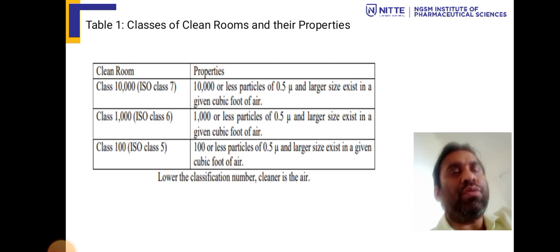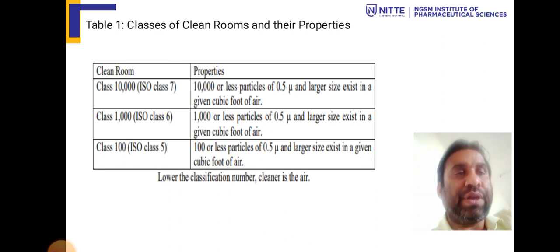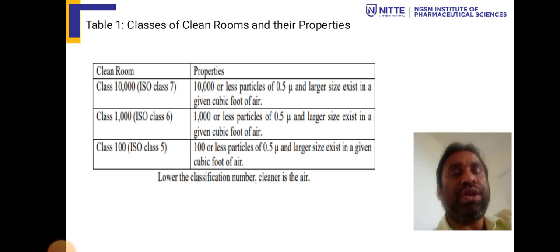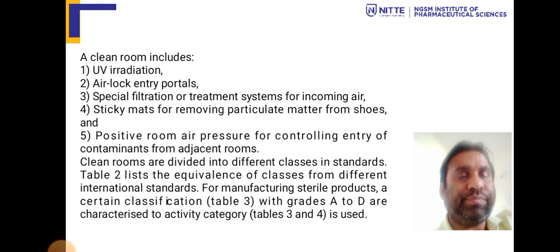So the whole calculation of the rooms is designed based on the given cubic feet of air that we calculate. In that given cubic feet of air, if it is 100 or less particles, the size of the particles can be 0.5 or more. It is classified as ISO class 5 or class 100. So the lower the classification number, the cleaner is the area, or the cleaner the air.